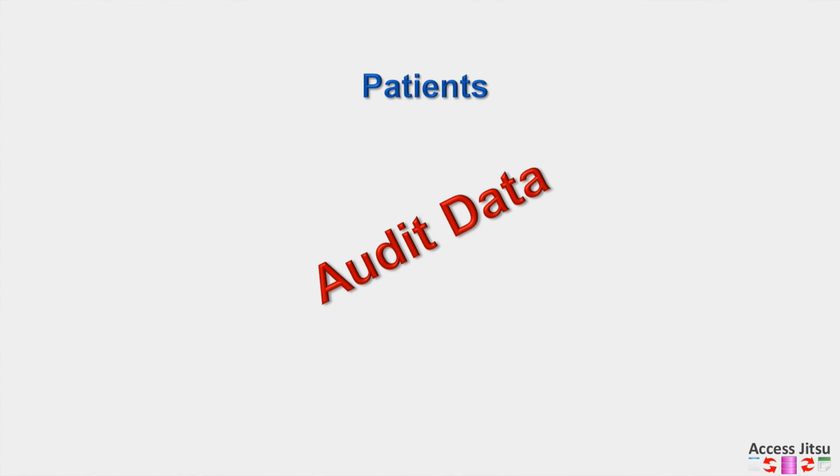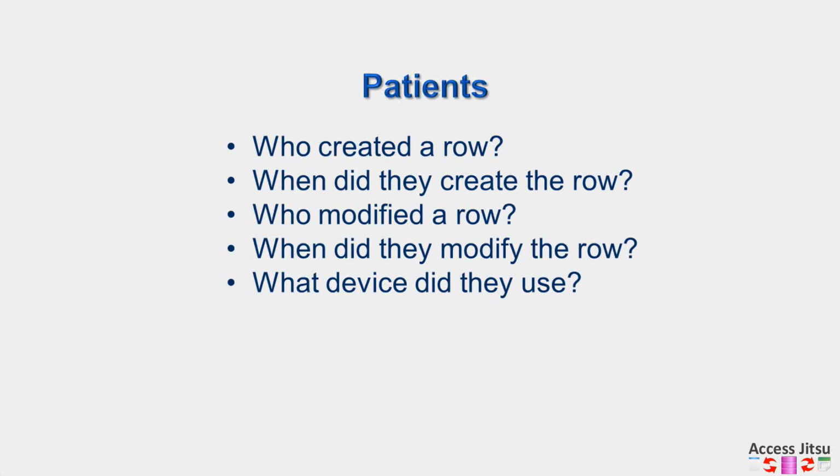Audit data is information that describes, for research purposes, what's going on in your database. Perhaps who created a row, when they created it, who modified a row, when they modified it, maybe even what device they used. If you have a database that's being used across the internet, their IP address, things of that nature, maybe the operating system, all kinds of stuff you can store to know more about what's going on in your database, especially if you have some security issues to deal with.